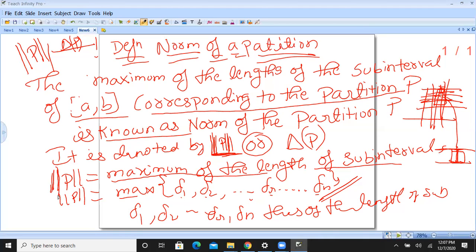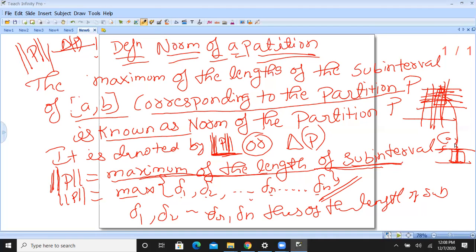The definition of the norm of a partition: as usual, the maximum length of the subintervals of the partition P of the interval [a, b] is known as the norm of the partition P.